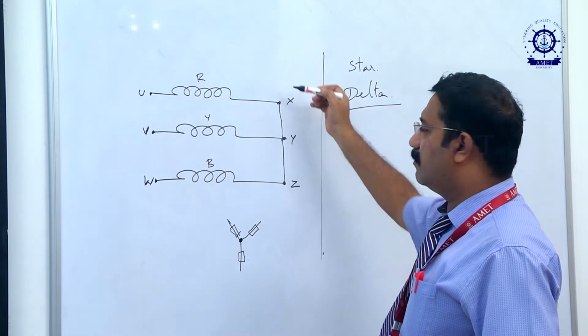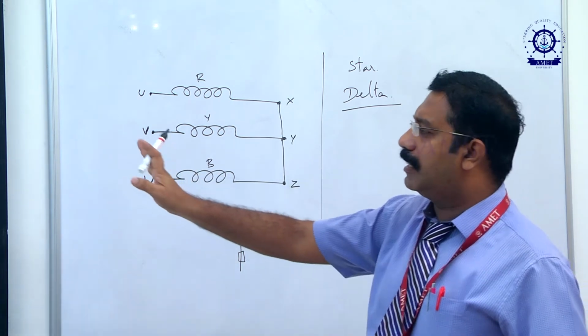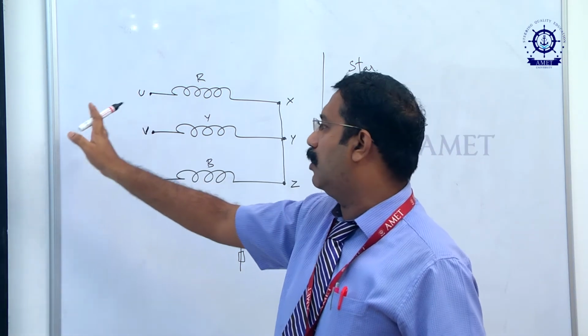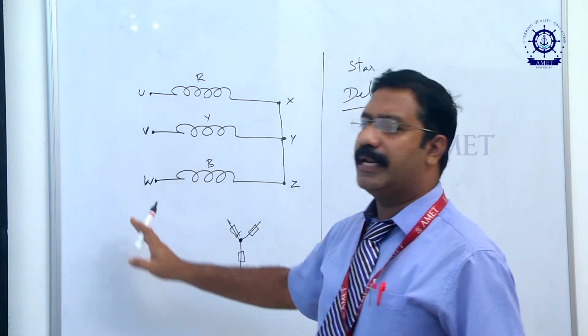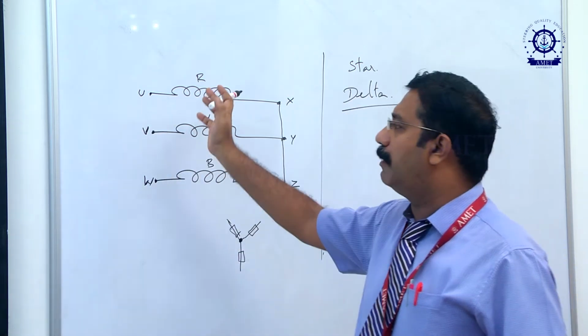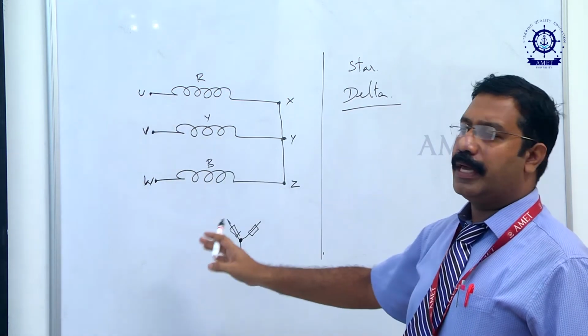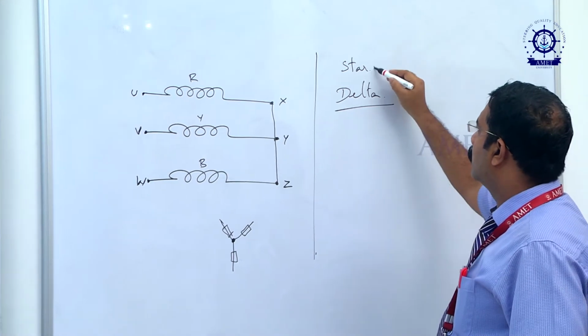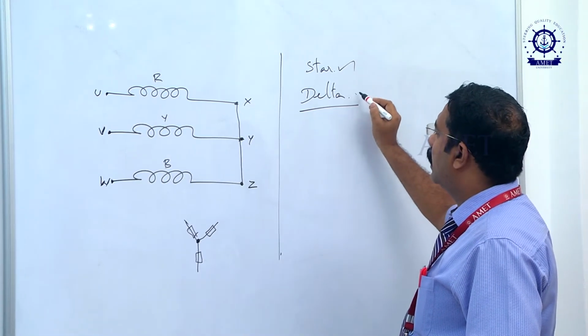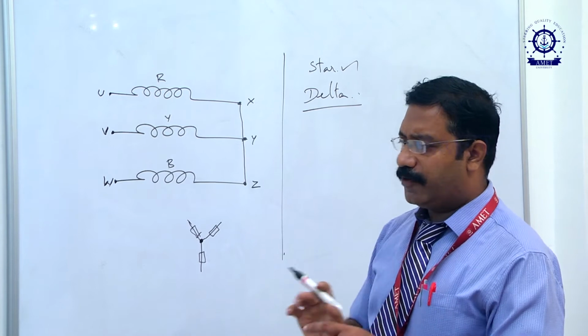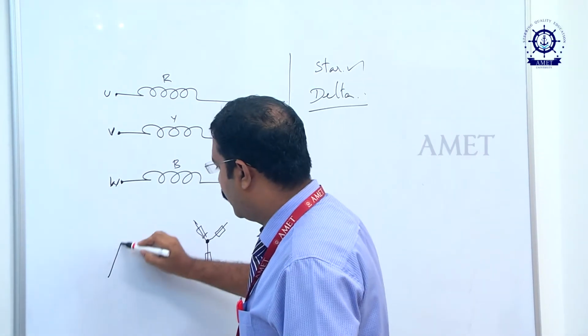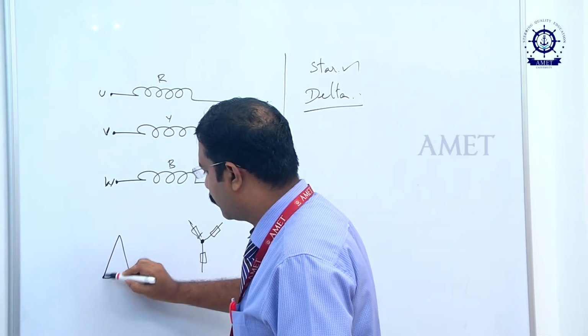X, Y and Z will be short circuited. If it is a motor, you will give supply to U, V and W. If it is a generator, you will take supply from U, V and W. What about the delta? How will it be? It should be a delta type connection.